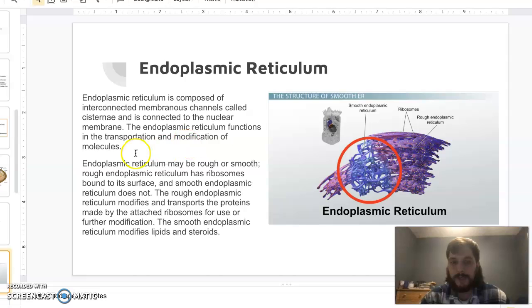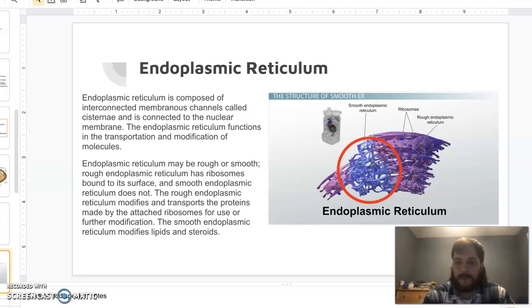And then we're talking about how the function of the ER has to do with the transportation and modification of molecules. So the rough ER, because it has all these ribosomes, produces proteins. So we can kind of tie two and two together that the transportation and modification that goes on in the rough ER has to do with proteins. So the function of the rough ER is to modify and transport proteins made by the ribosomes, and either to have them for use or for further modification.